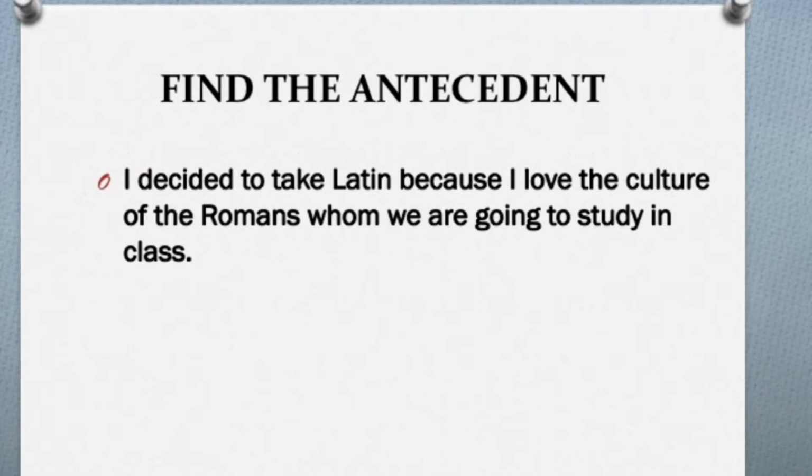What is the antecedent in this sentence? I decided to take Latin because I love the culture of the Romans, whom we are going to study in class. Remember, we're looking for the antecedent of whom. Did you say that the Romans is the antecedent of whom? If so, you are correct.